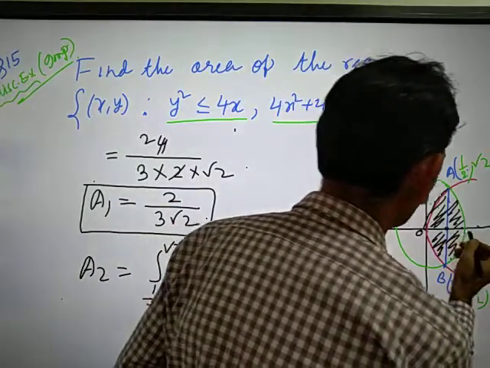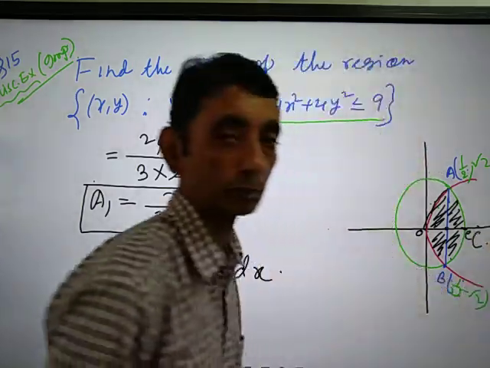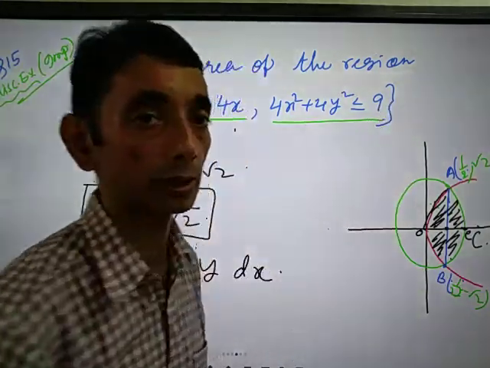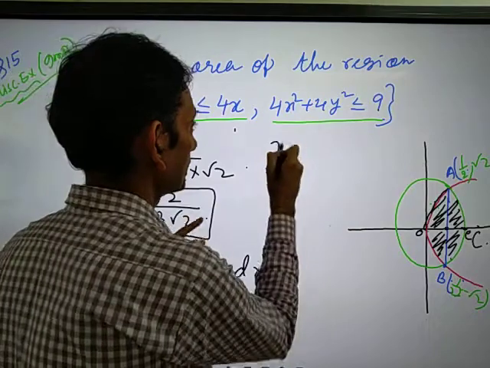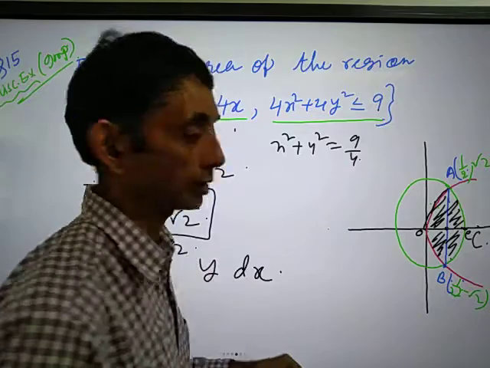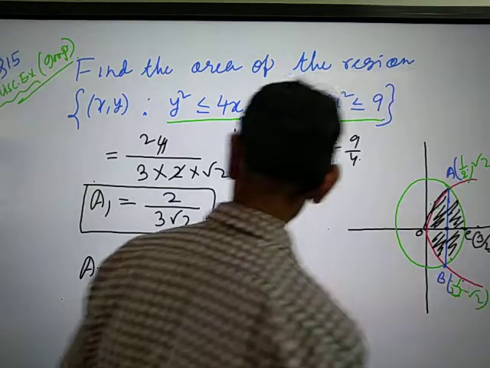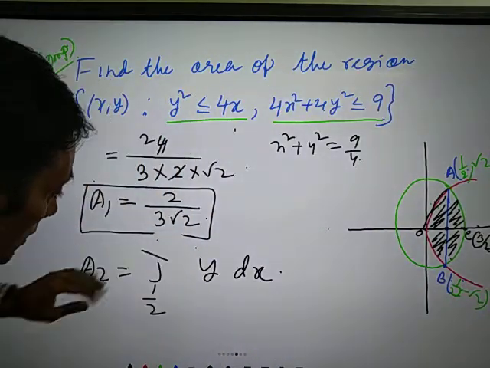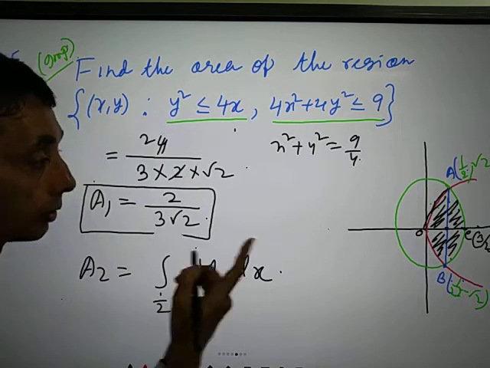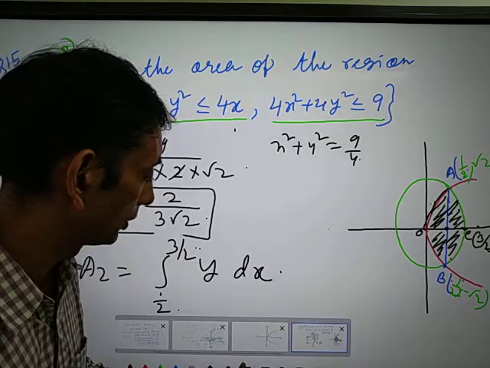So we integrate from half to this point. If we mark this point as C, what is the coordinate of C? We need to find the radius of this circle. This is x square plus y square equal to 9 by 4. So the radius of the circle is 3 by 2, and the coordinate of C will be 3 by 2 comma 0. So we need to integrate from half to 3 by 2, y dx. So let's move to the next page.